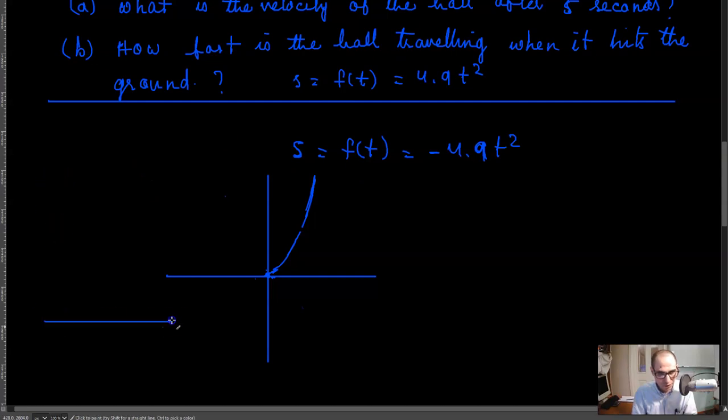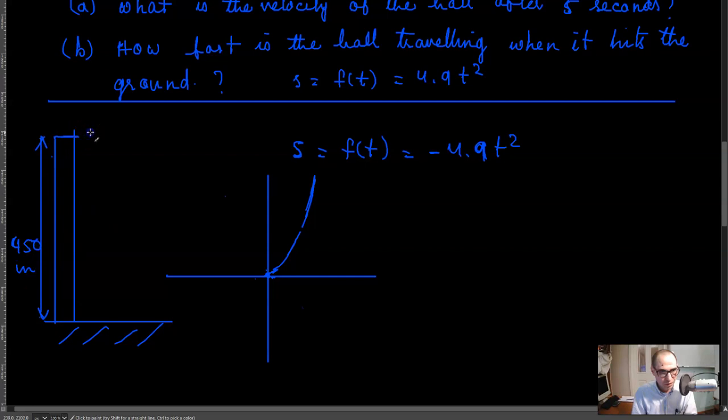Since you have a tower over here which is 450 meters above the ground, and the stone is over here and dropped down, of course the position would be decreasing. But if you take the position with respect to this point over here, then you could say the position is increasing until it hits the ground and then it stops, right? If you think about it that way, then the function makes sense.